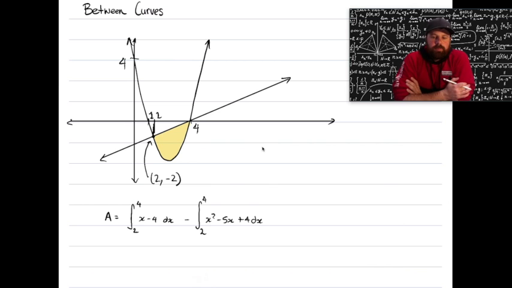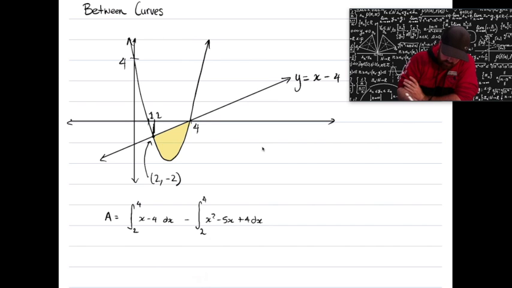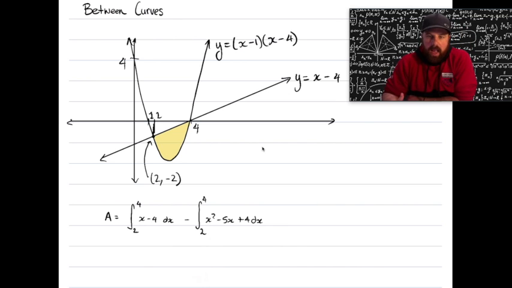Now, looking at what happens between curves here, I've got an example. We've got 2 graphs. We've got the graph of y is equal to x minus 4, and we've got the curve of y is equal to, it passes through 1, so x minus 1, x minus 4. That's our parabola, and you can see that's going to expand to x squared minus 5x plus 4.